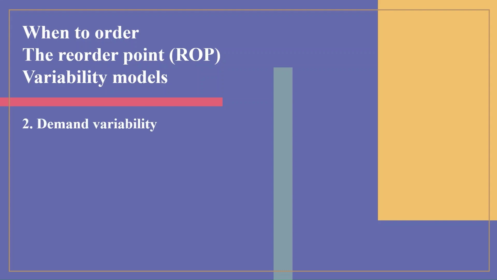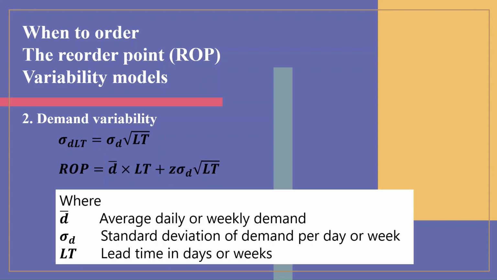If only demand is variable, then sigma DLT equals sigma D multiplied by the square root of LT, and the reorder point is ROP equals d bar multiplied by LT plus Z multiplied by sigma D multiplied by the square root of LT. Where d bar is the average daily or weekly demand, sigma D is the standard deviation of demand per day or week, and LT is the lead time in days or weeks.